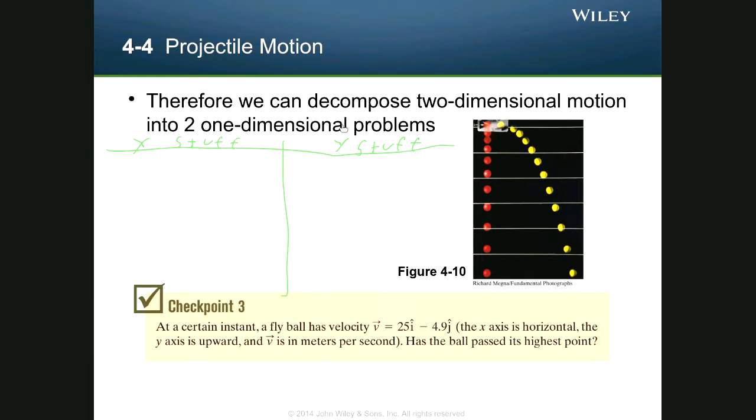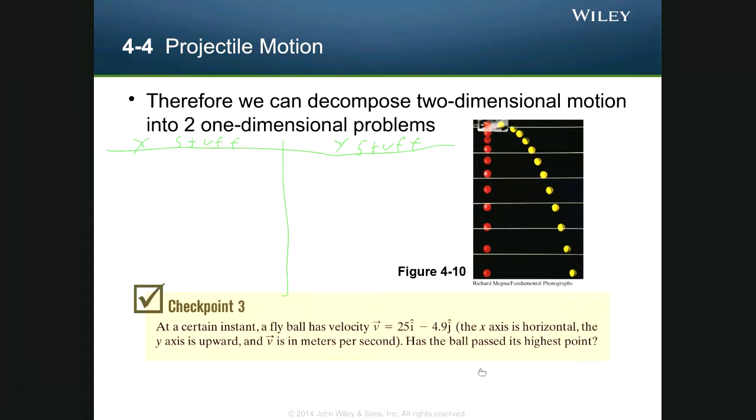So let's look at this checkpoint here, all right? And we'll see if we can use our table above. So at some instant, a fly ball has a velocity of 25 i minus 4.9 j. Remember, this is in meters per second. The x-axis is horizontal, the y-axis is upward, and v is in meters per second. So it wants to know, has the ball passed its highest point?